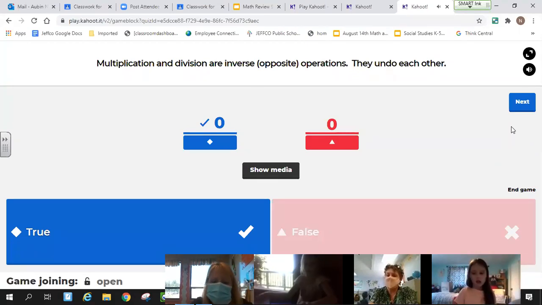If you said true, you were right. They are related, but they are the opposite. Just like addition and subtraction are related, they're the opposite. It's called inverse.